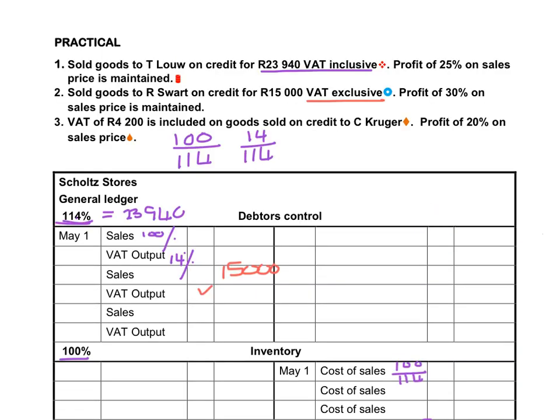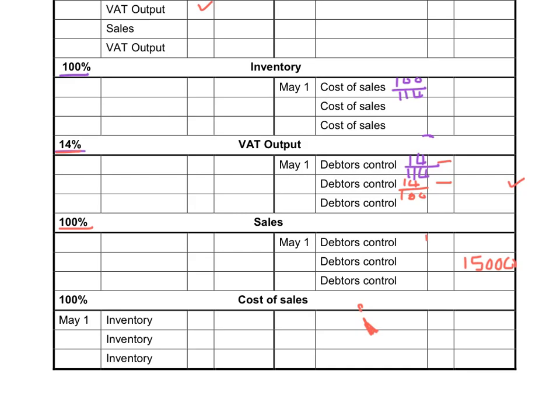In number 3, the VAT of 4,200 is given. That means the one that's given is the VAT as 4,200. If I want to know what the sales figure is now, the one that I want to calculate is 100. The one that we know is the VAT, so it's divided by the 14 times the 4,200.